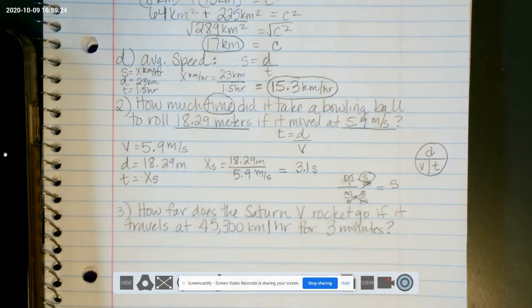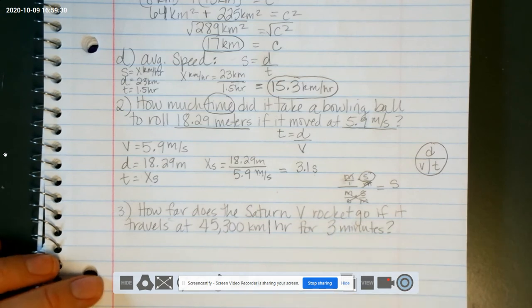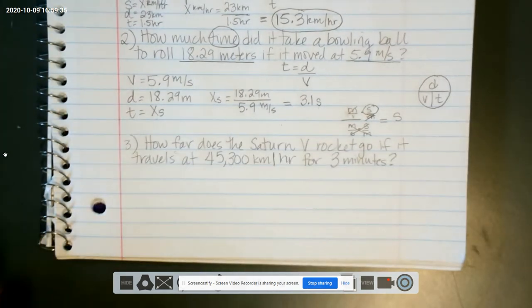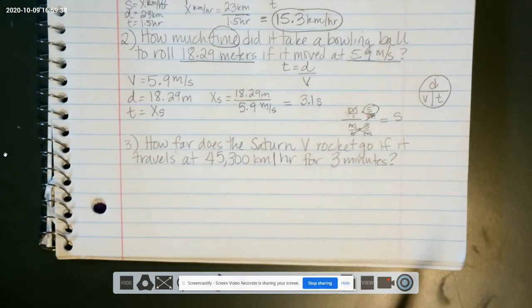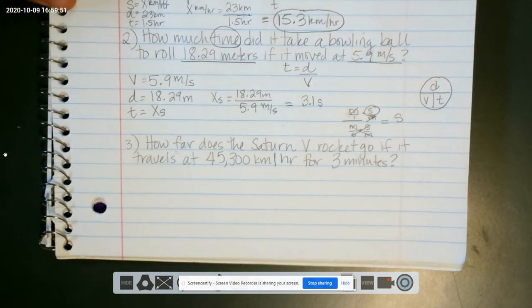Okay, so how far does the Saturn V rocket go if it travels at 45,300 kilometers per hour for 3 minutes? So remember, we're going to do some conversions here because we have some hours and some minutes. The Saturn V rocket was the rocket that took the Apollo missions up to the moon. So it was the most powerful rocket to date when it came to getting basically the capsule and all of the equipment and the people out of Earth's orbit and on their way to the moon.